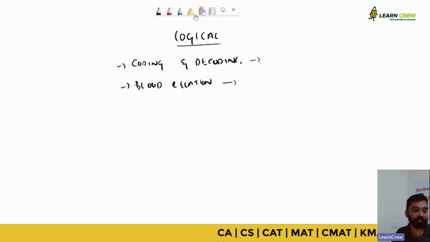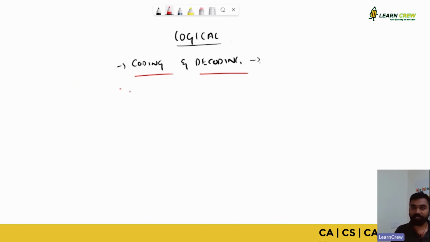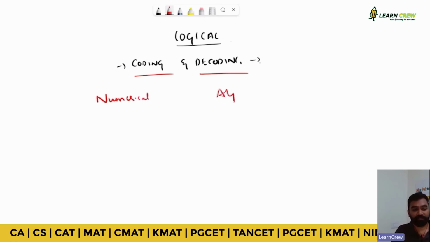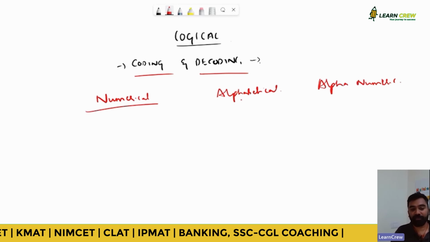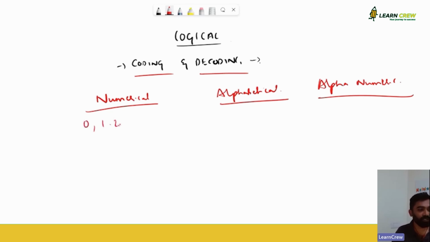Fine. And first, let us start discussing with your coding and decoding. In coding, decoding, one is called numerical types, next is called alphabetical, next is called alphanumeric. Okay, numerical, alphabetical, alphanumeric. Numerical means it might be having numbers. So 0, 1, 2, it keeps on going. These kind of numbers can be.